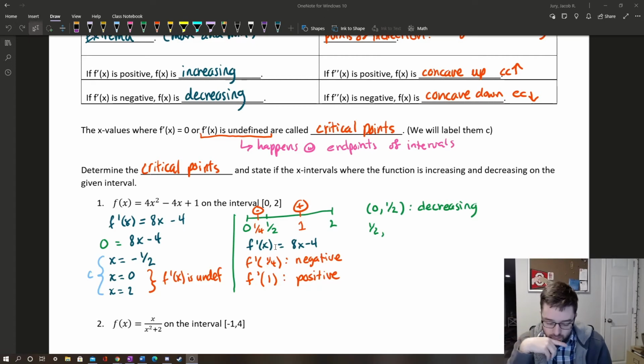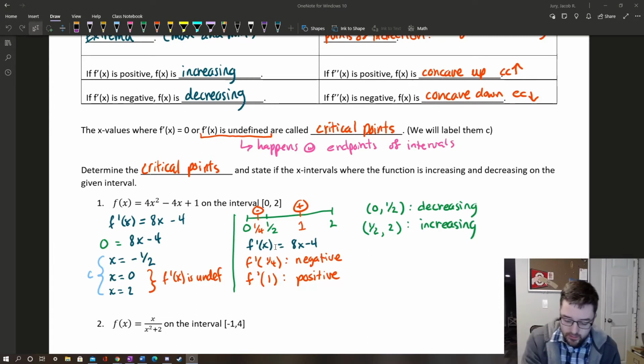Okay, so I'm going to do a couple more here, and then I'm going to show you what number 4 is like, and then I'm going to set you all off on these problems here. For number 2, we're going to start this off the same way. We're just finding critical points and then where this function is increasing or decreasing.